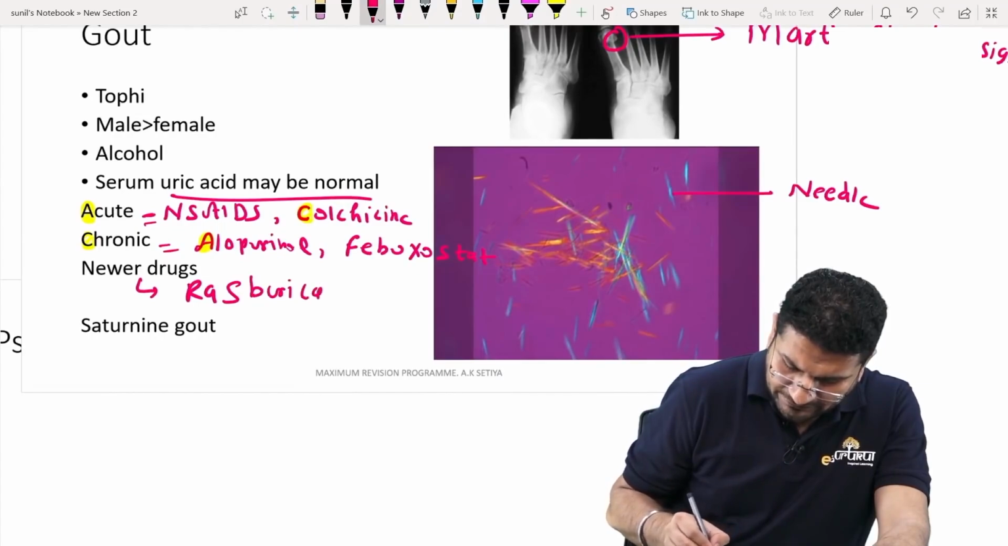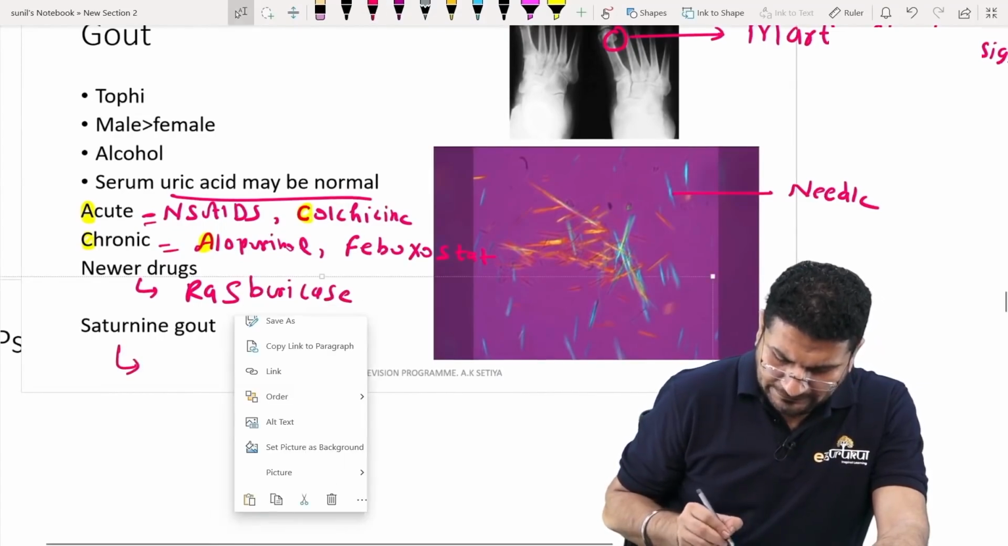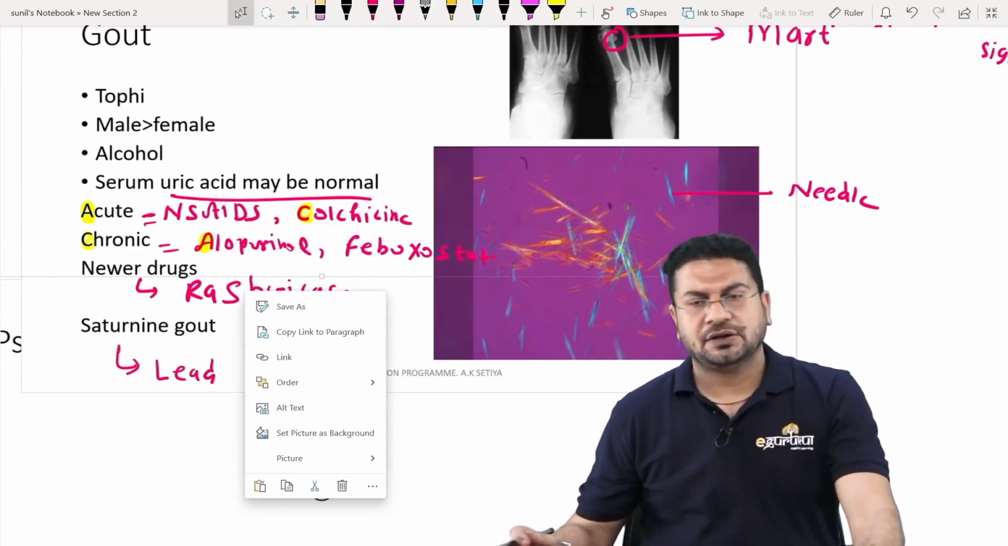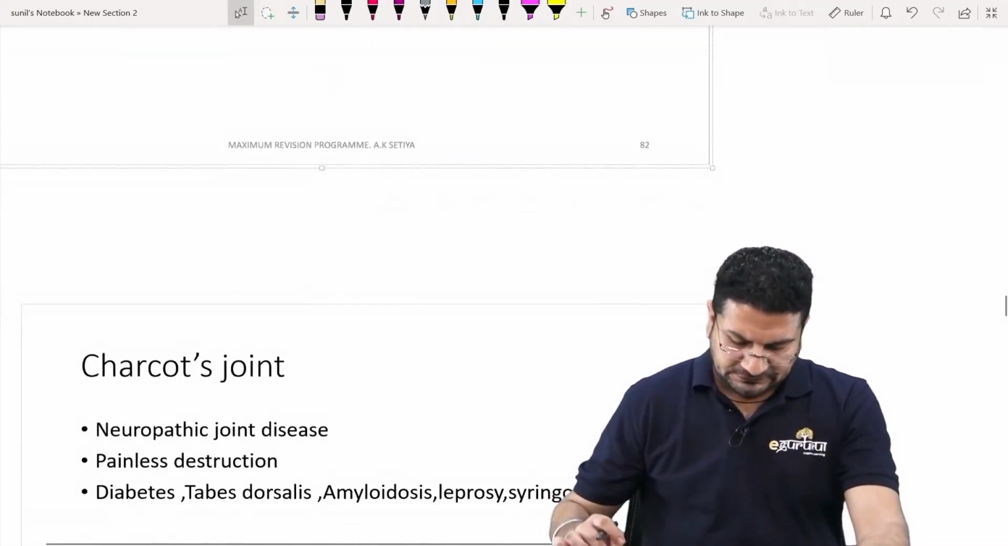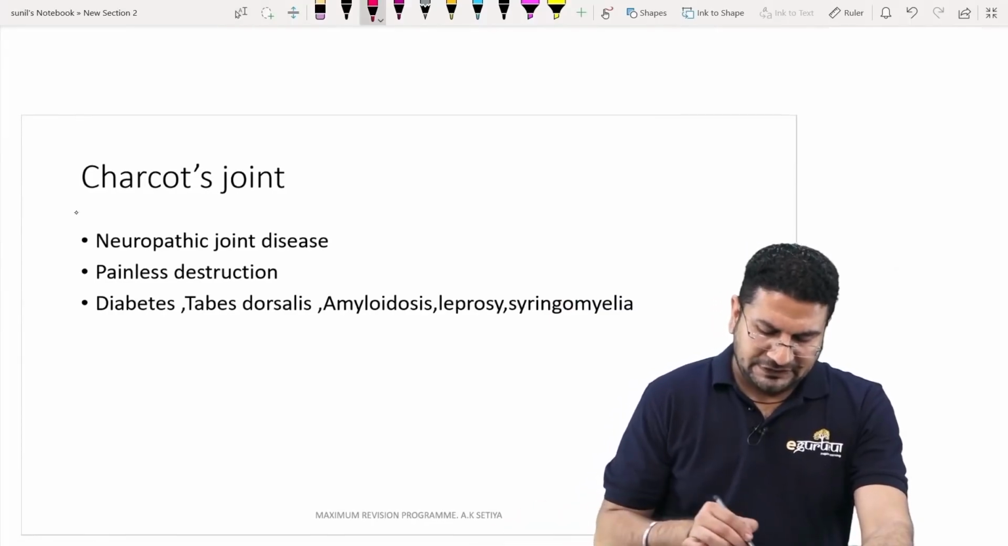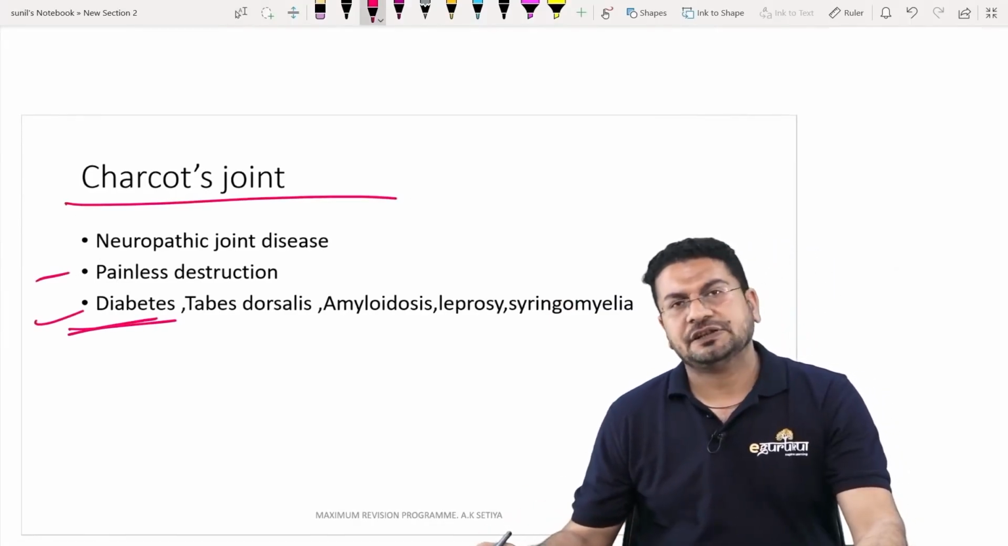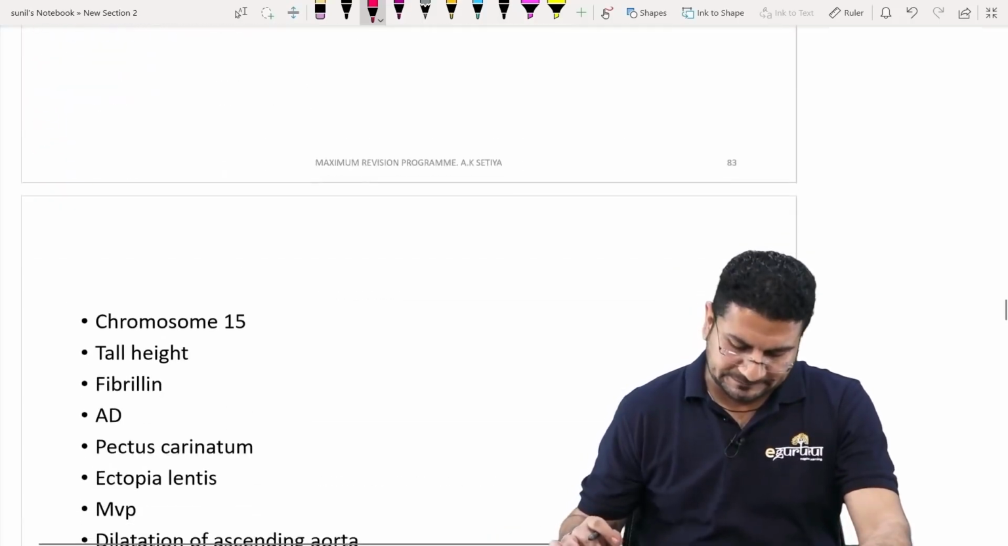Rasburicase, and one more is there, pegloticase. Saturnine gout is due to lead poisoning. Charcot joint, these are pain-led destruction joints. Most common cause will be diabetes. So remember, these are neuropathic joints.